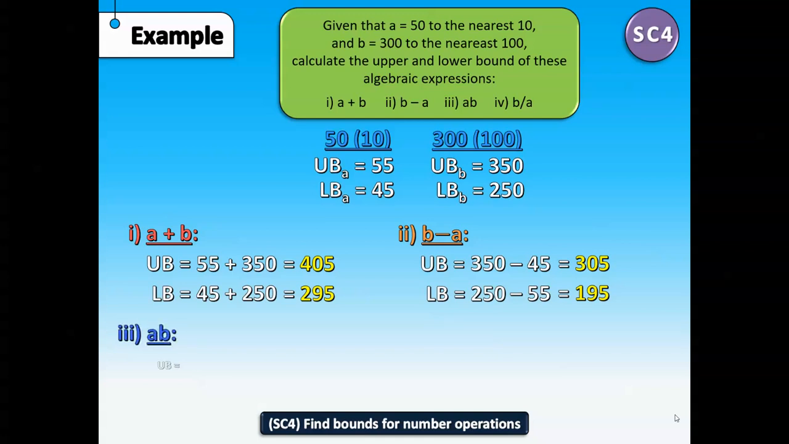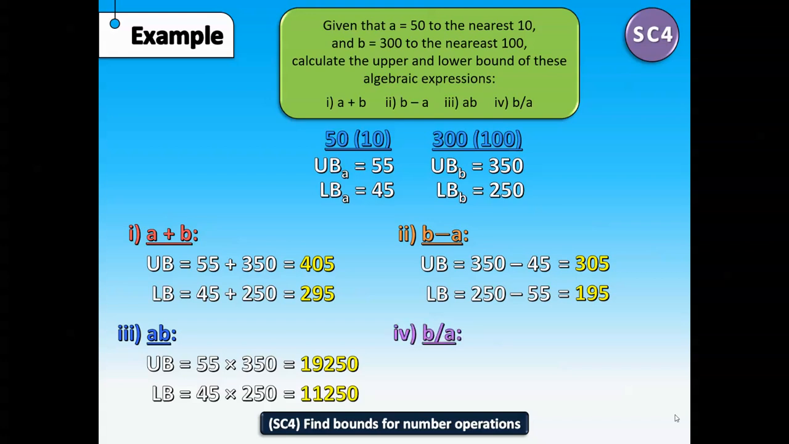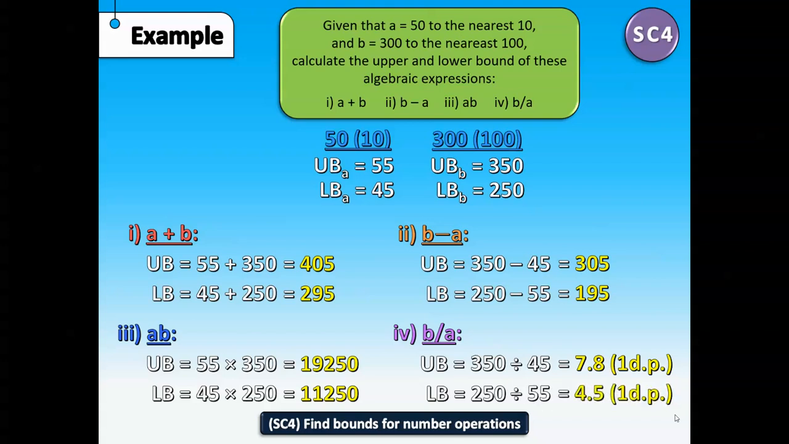For a times b, to get the upper bound, we multiply the two upper bounds together. And to get the lower bound, we multiply the two lower bounds together. However, when we divide, b divided by a, to get the upper bound, do the upper bound divided by the lower bound. And to get the lower bound, do the lower bound divided by the upper bound.